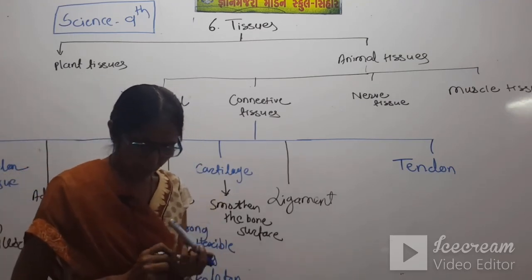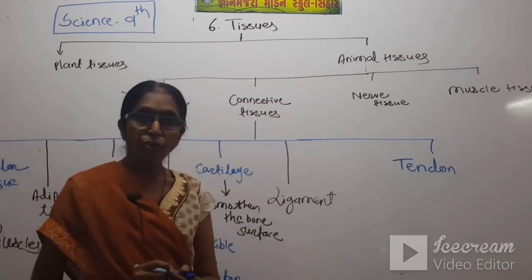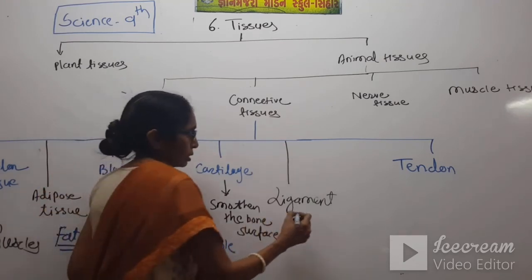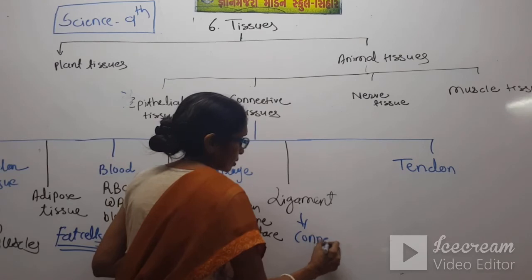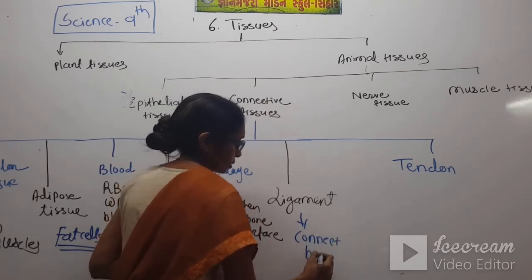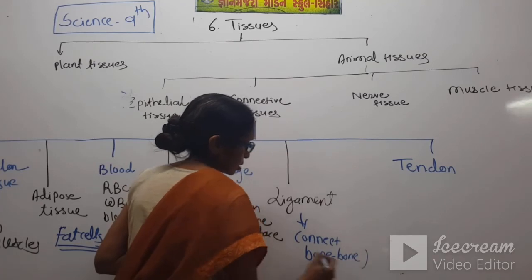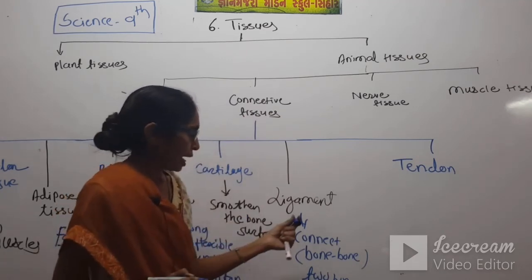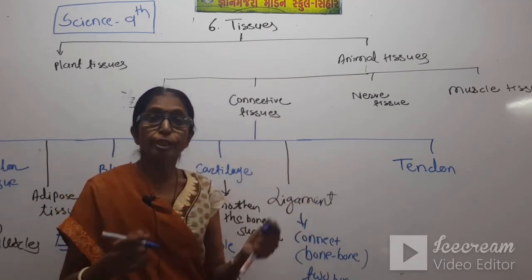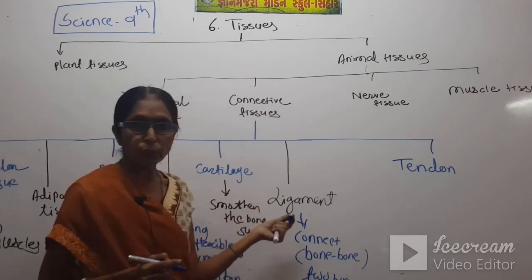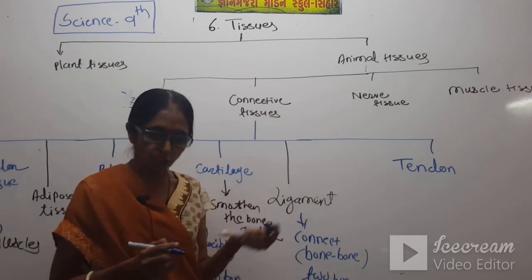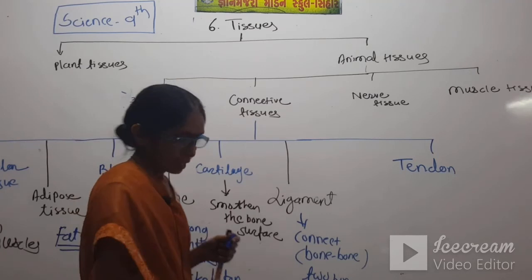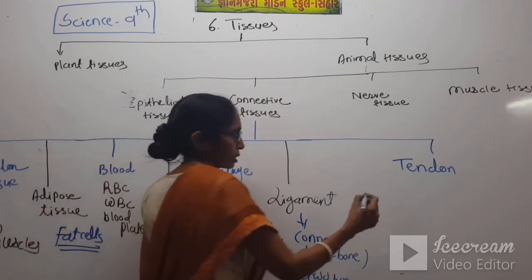After that, ligament. What are the ligaments responsible for? They connect bone to bone, meaning two bones. So ligaments are responsible for the connection between two bones. These are also a type of connective tissue. And the last is tendon. It is the connection between bone and muscle.